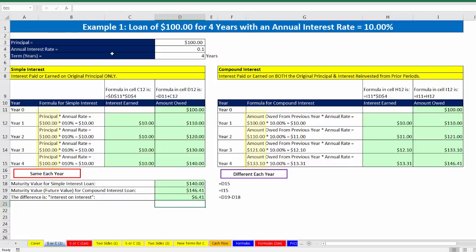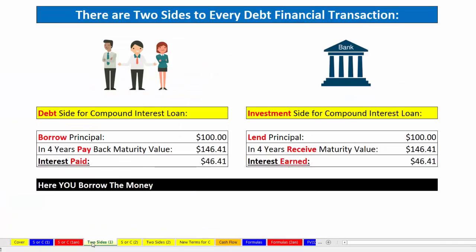Now, this example was for a loan. We compared simple interest and compound interest. But we want to make sure and understand something. If we borrow this $100 and we pay back for compound interest 146.41, for us, we're paying $46.41 in total for interest. But remember, there's two sides to every financial transaction. If we borrow $100 and that's debt to us, to the bank, they lend out $100, and to the bank, that's an investment. So we want to go over to the sheet, two sides.